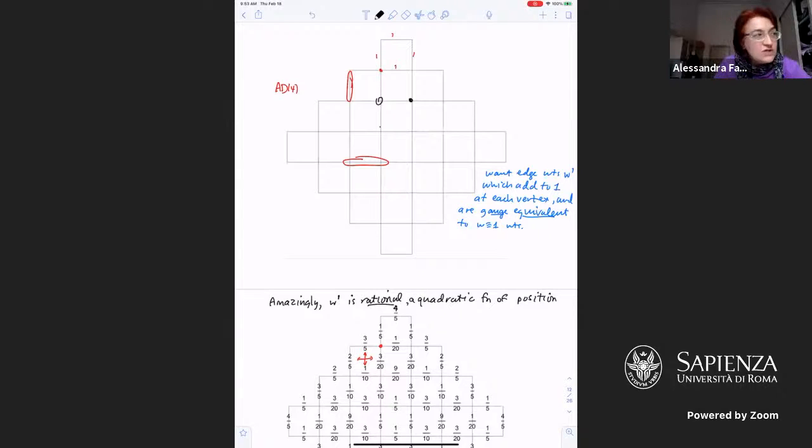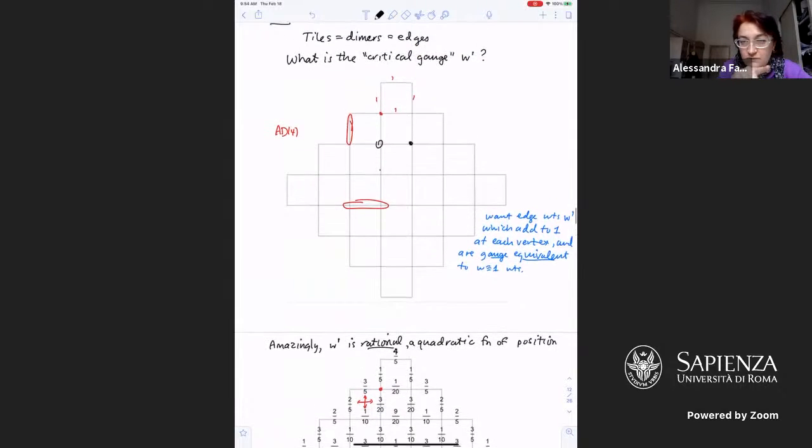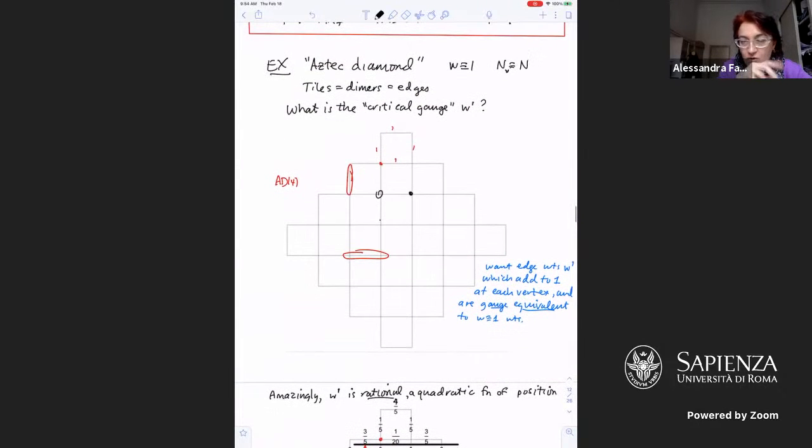So I have a question. In this particular case for the Aztec Diamond, the criticality equation, what is it? Is it the product condition reduced, or is it something more complex?